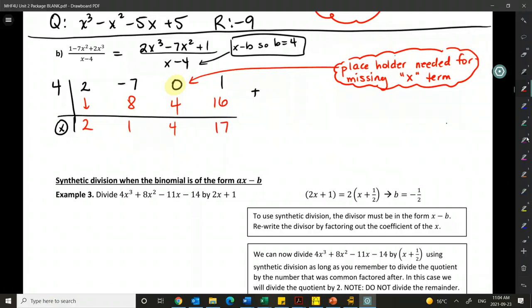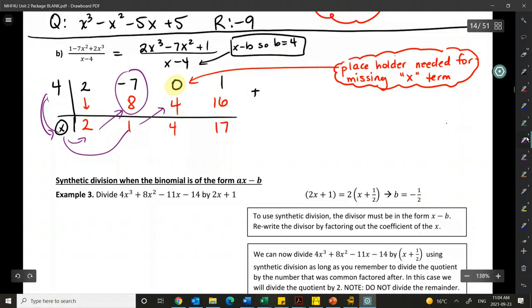Perfect. So that's an important step to remember, right? Because if we don't remember to drop the first term, then we have nothing to work with after that. 4 times 2 is 8. I add. 4 times 1 is 4. I add. 4 times 4 is 16. I add. And then I can work my way from right to left and find all the terms here.